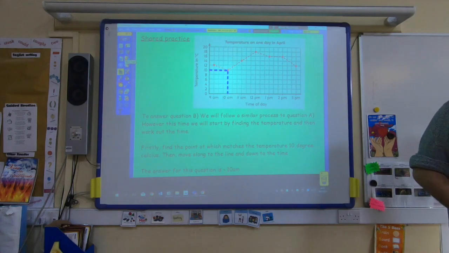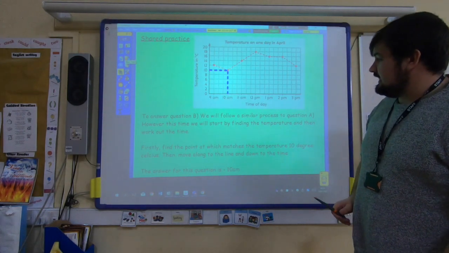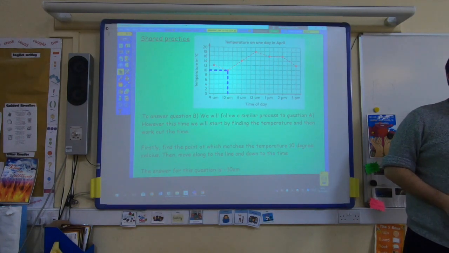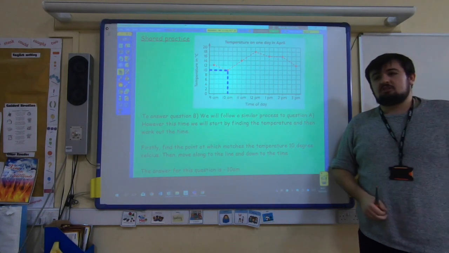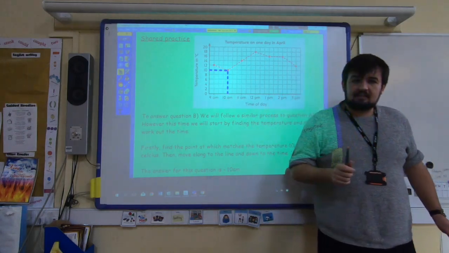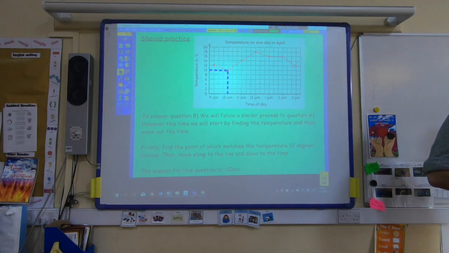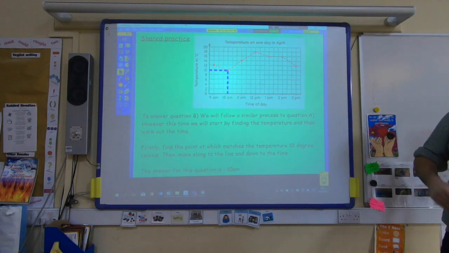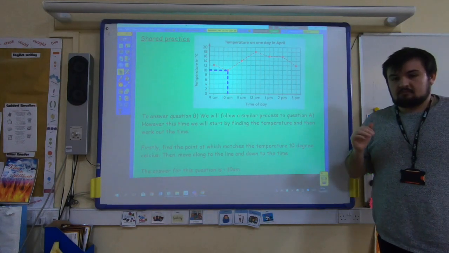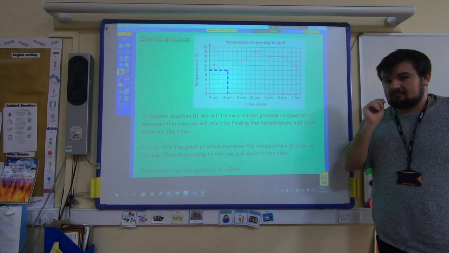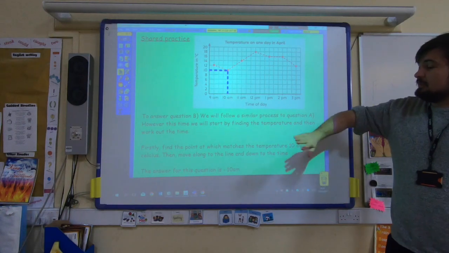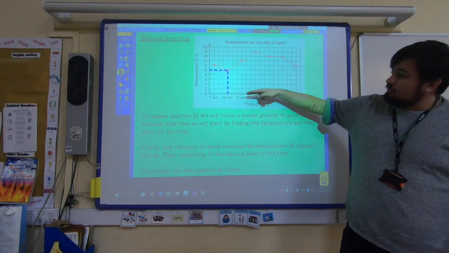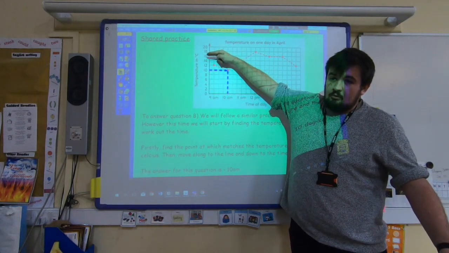Part B was a little bit different because it was asking at what time was the temperature 10 degrees Celsius? Well, for this one I don't start along my x-axis. What side am I going to start along this time? Daisy? The temperature in degrees. Yeah, this time I'm not looking for my time to start with.